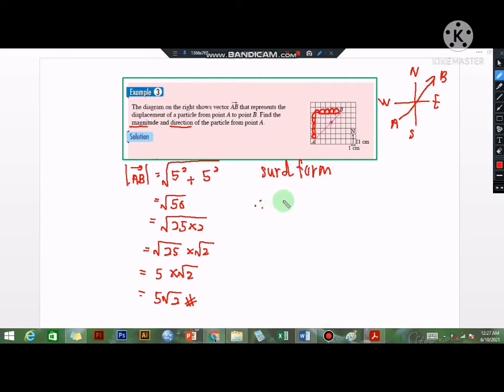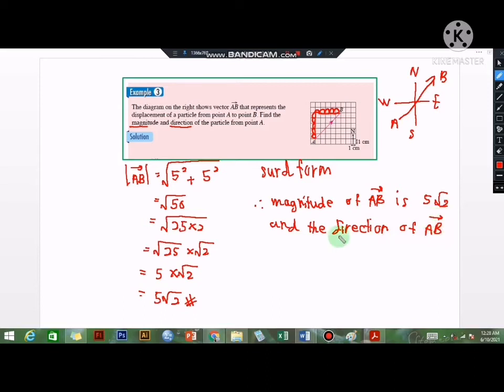So the complete answer is: the magnitude of vector AB is 5 surd 2, and the direction of vector AB is to the northeast. That's it. This is the final answer.